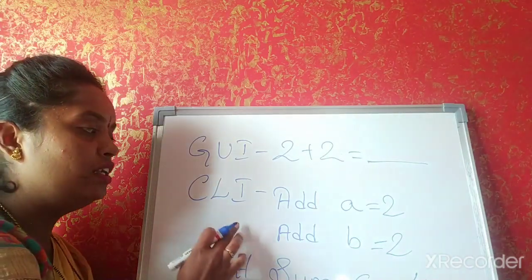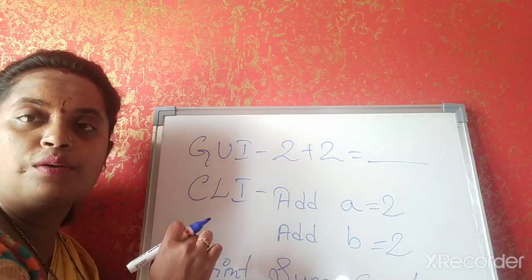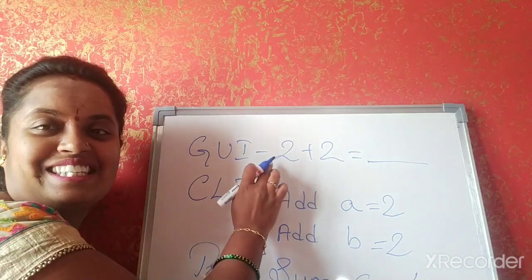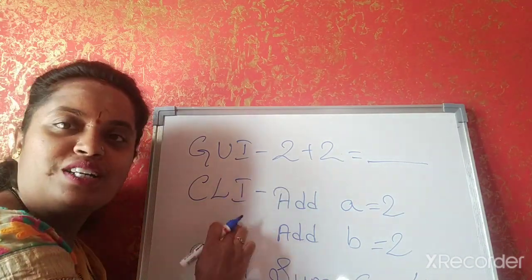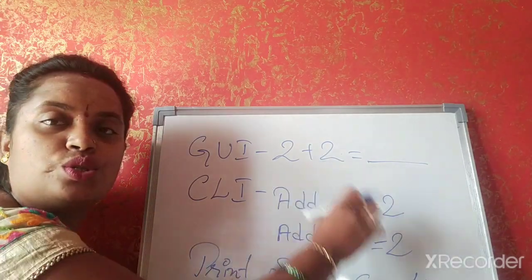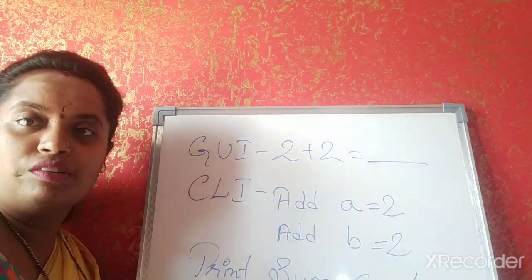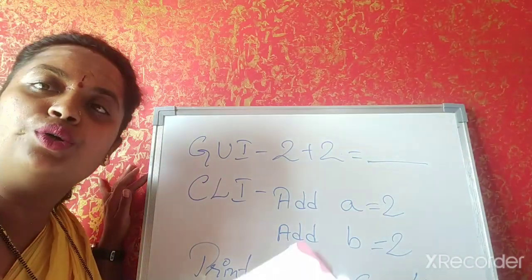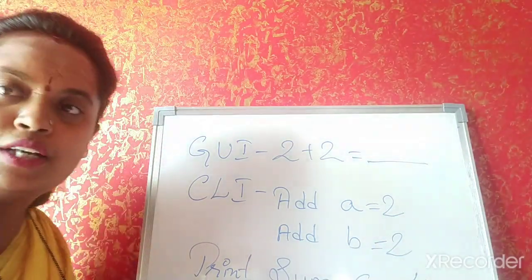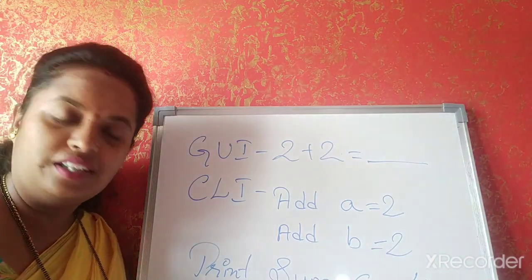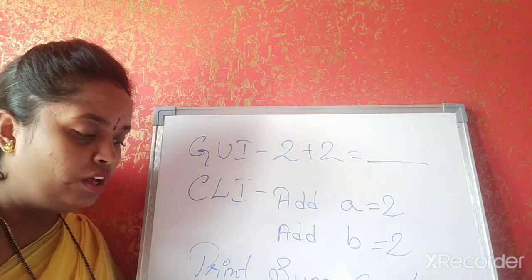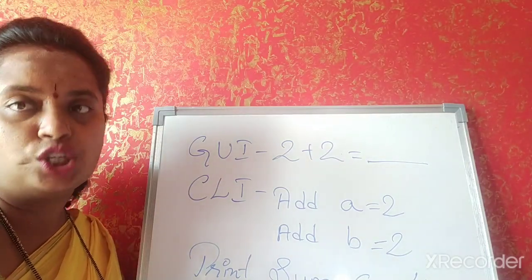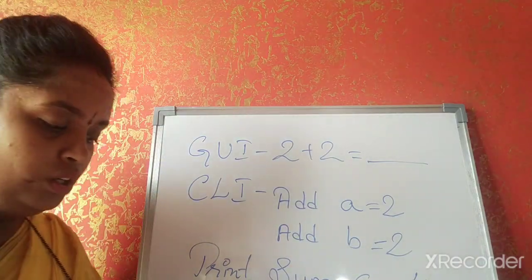Which one is easy, children? Is this easy or is this one easy? Yes, GUI is very easy. Now you understood? In CLI, you used to give the commands and then do the work. But in graphical user interface, you directly do the work. Understood, children? We'll see the advantages and disadvantages of GUI.